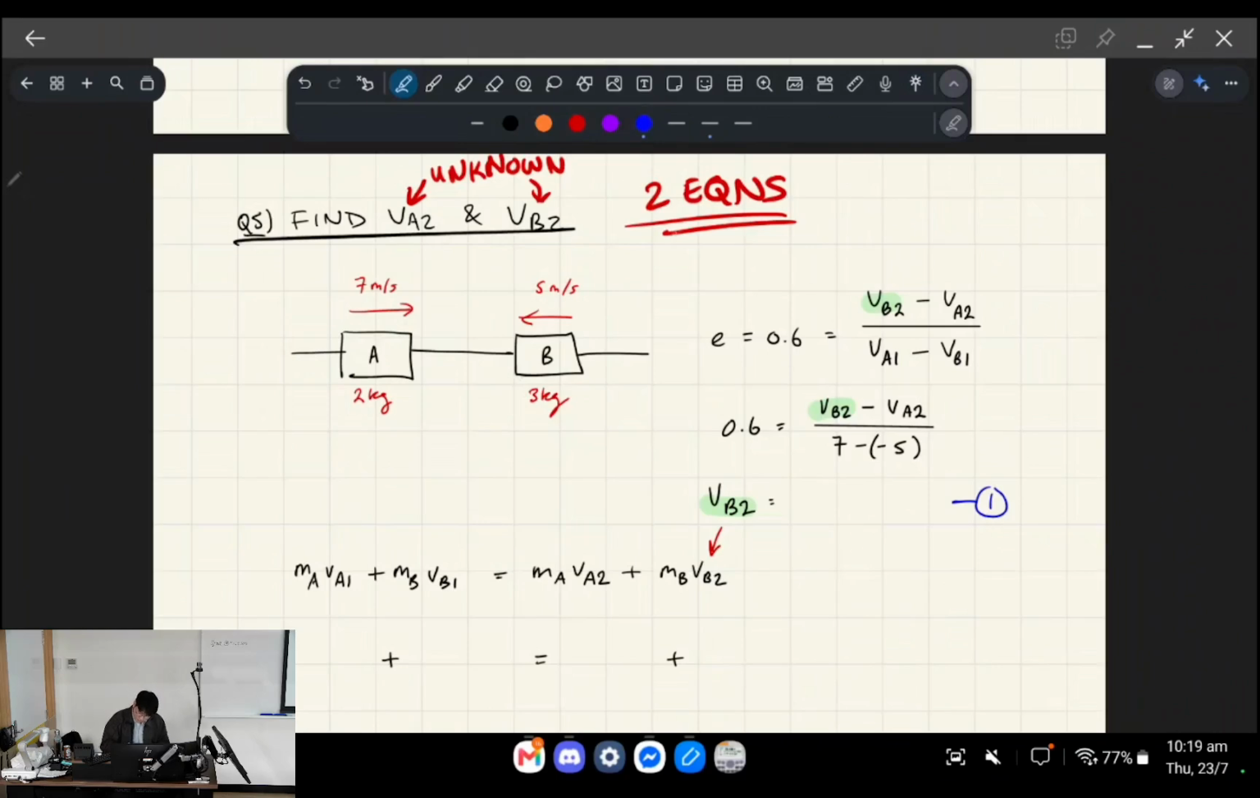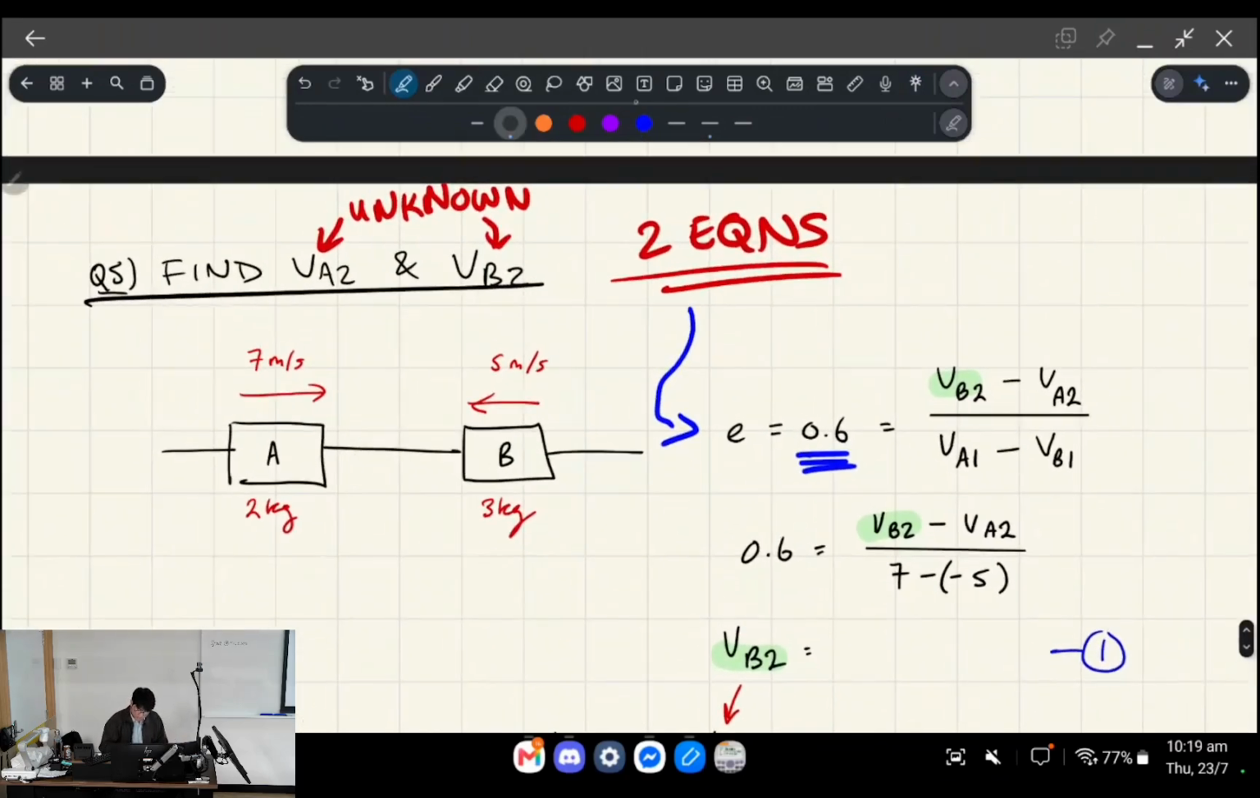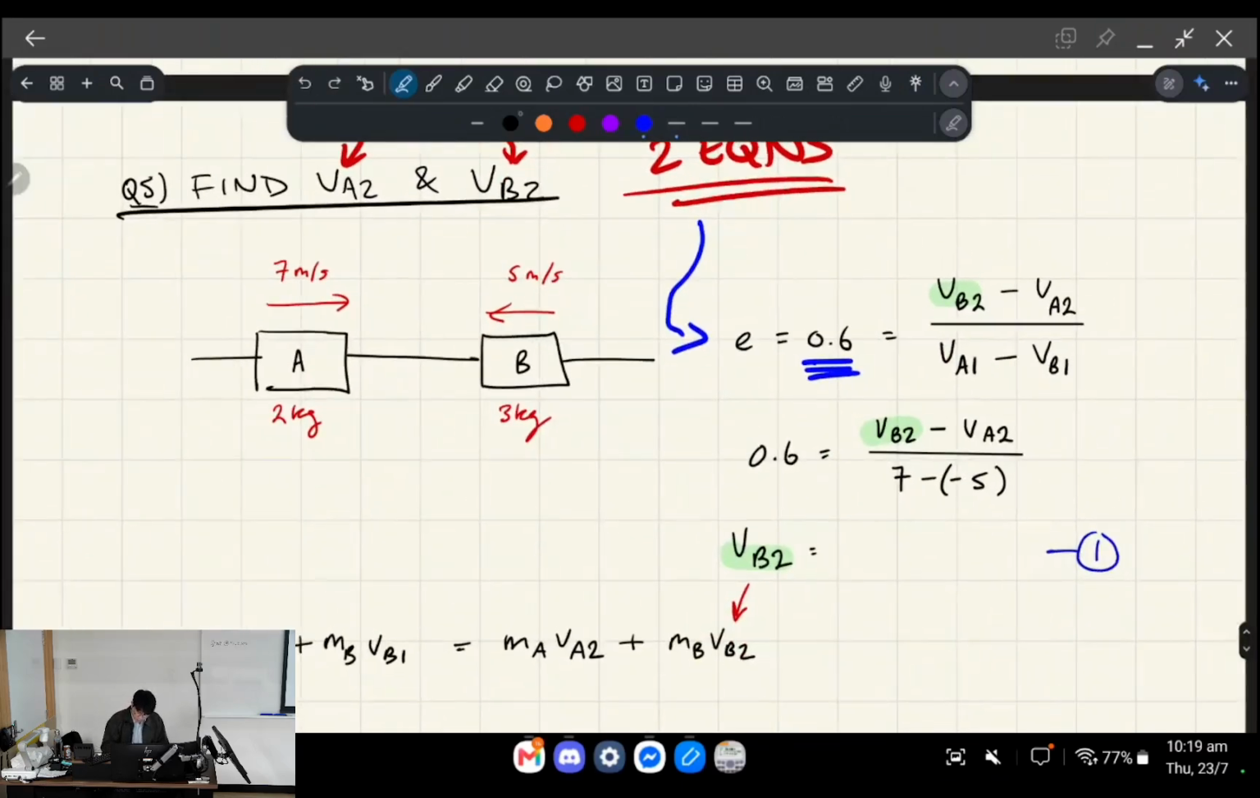The first equation is the coefficient of restitution. We're told that the coefficient of restitution is 0.6, so 60% of the momentum is going to be conserved after the impact. This is the literal formula, and we just plug in what we know. We know that the initial speed of A is 7, and the initial speed of B is -5, because our positive direction is going to be taken as going to the right in this particular question.